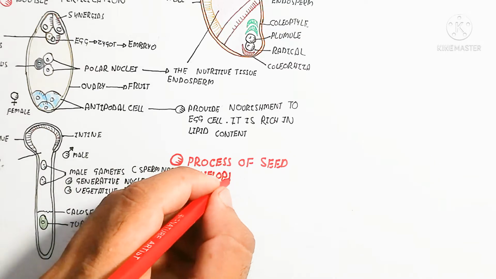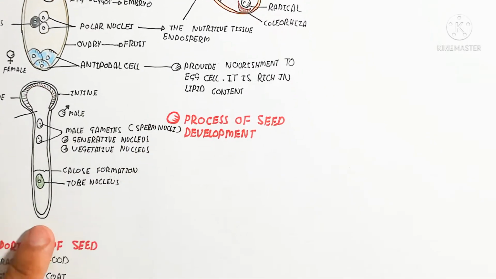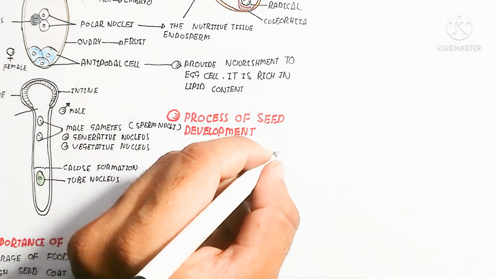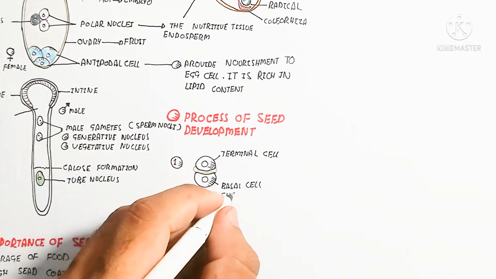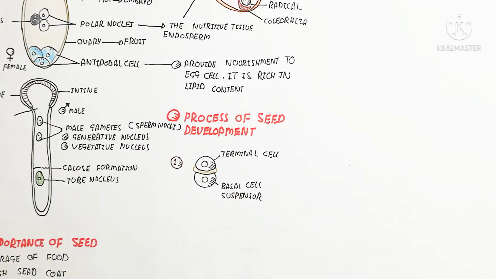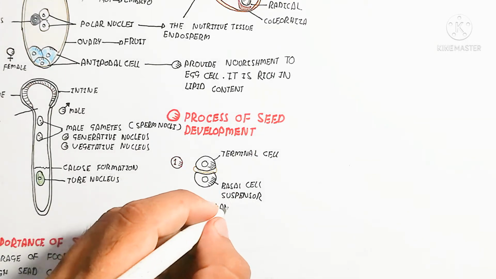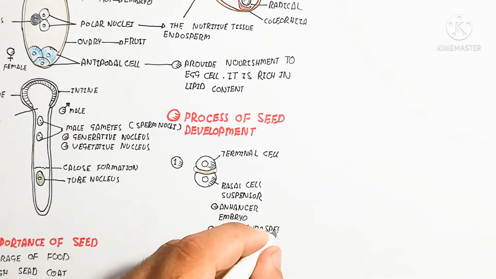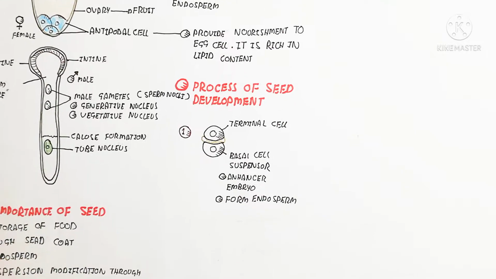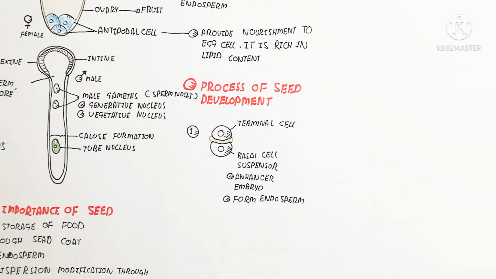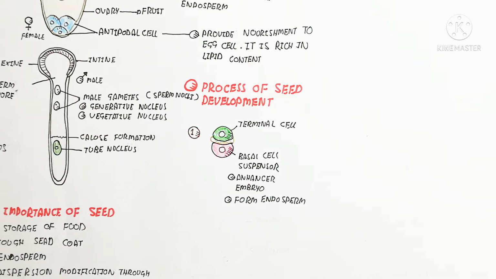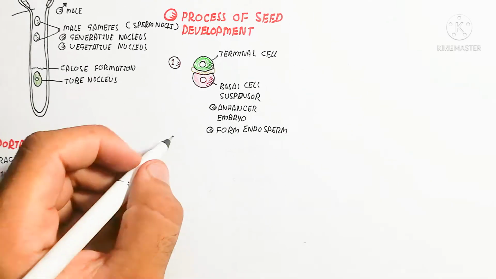While on the other hand, we will discuss the last topic, the process of seed development. Number one, the terminal cell is produced and the basal cell, the suspensor, is also produced. The pink is the basal cell, and the green is the terminal cell, which is diploid. Diploid means after fertilization, so it forms the embryo and the endosperm. We will not discuss the endosperm here; we just understand the embryo and the development of the seed.